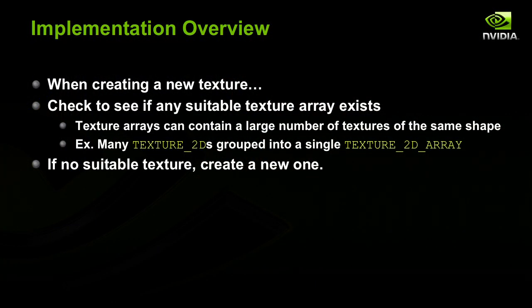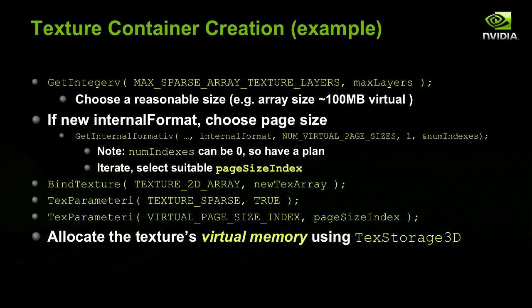So the idea here is when you're creating a new texture, the way you would normally do it is you would just create a new texture object and populate it with data. Now that you've moved to a model where you're going to put it in as an element of an array, you actually have to create the texture array or find one that's already suitable to allocate a slot out of. So basically what we'll do is find out how many layers are available for sparse arrays of textures. It's usually a pretty large number, and I think the minimum maximum is 2K, so you're guaranteed it's going to be a pretty reasonable size.